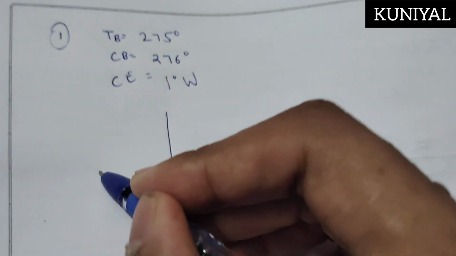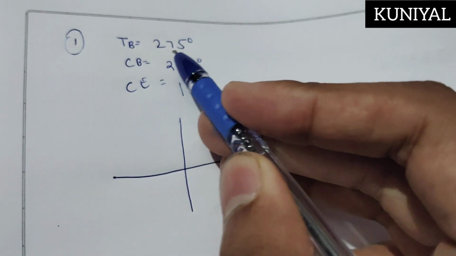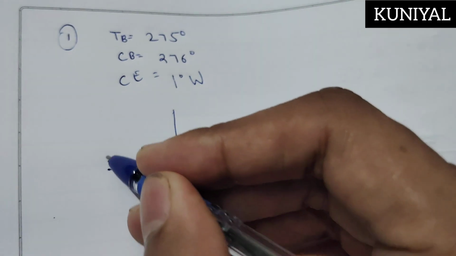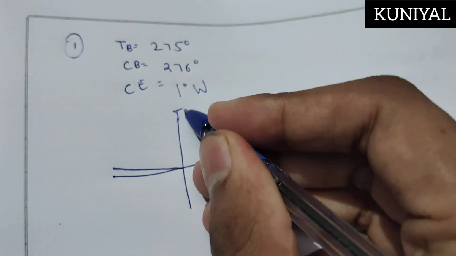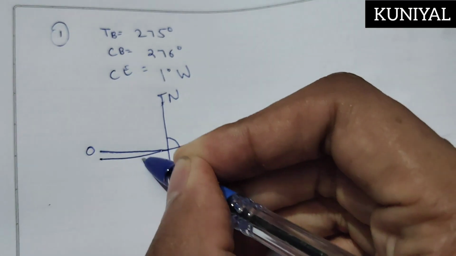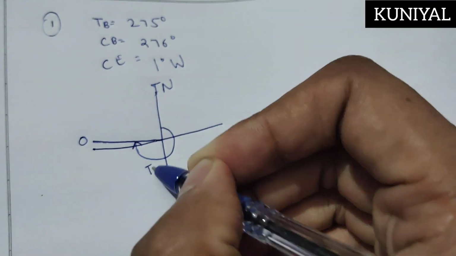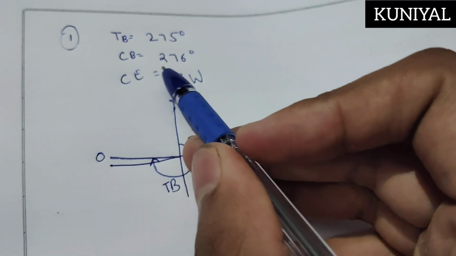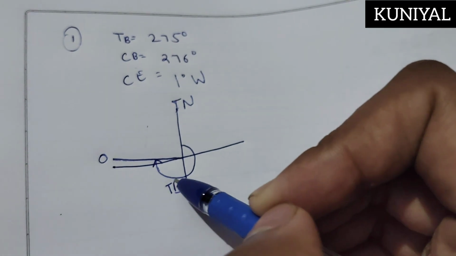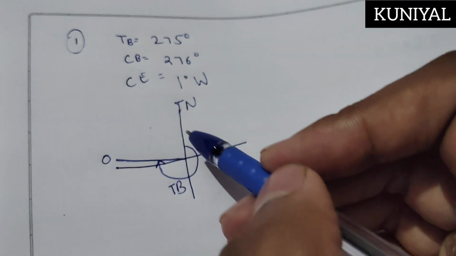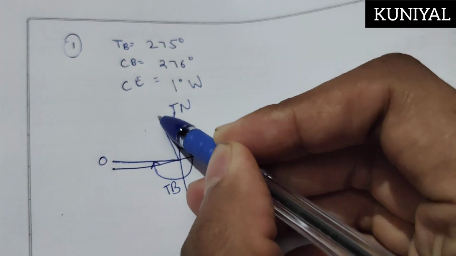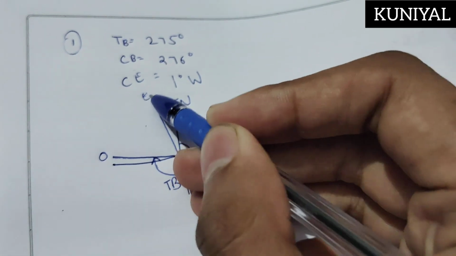Now the other method is the diagram method. Let's make a diagram. True bearing is 275 degrees, so it will be something like that. Here is true north, here is the object, and the angle between both of them is true bearing. Similarly, we know compass bearing is 276, same object. So where will be 276? Till here is 275, and if we go 1 degree behind, here will be compass north.